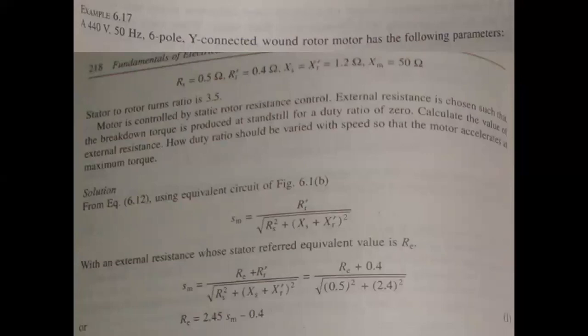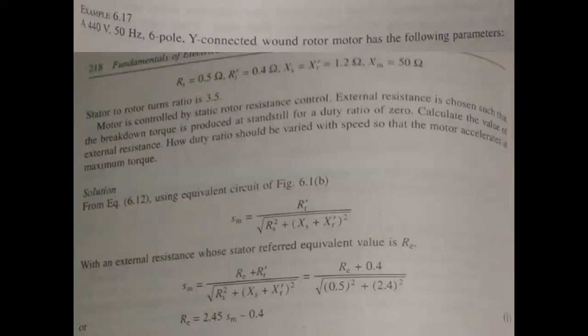So see here, we know that this is a rotor resistance control. So as usual, the motor is controlled by a static rotor resistance control, and K, the stator to rotor turns ratio, is given as 1 by 3.5. We have to calculate the external resistance, and we have to see how the duty ratio will be varied with the speed so that the motor will be accelerating at maximum torque. We have to prove that also.